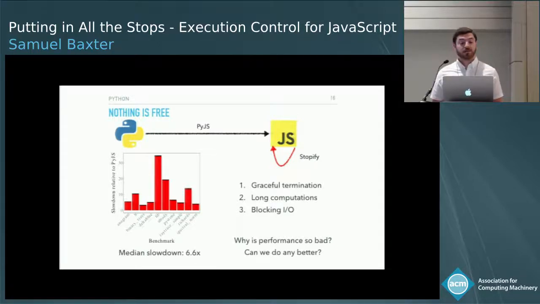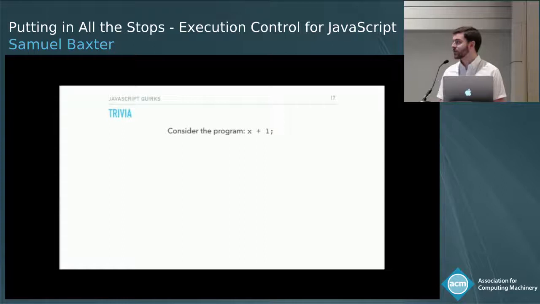We want the features that Stopify provides, but we don't want to pay such a high cost for them. And this begs 2 questions. The first of which is, why is performance so bad? And can we do any better? We want these features, we don't want to pay the cost. And to answer the first question, let's go on a short tangent.